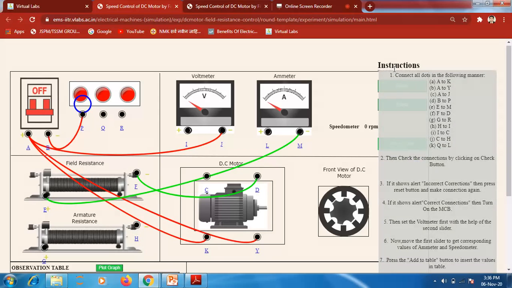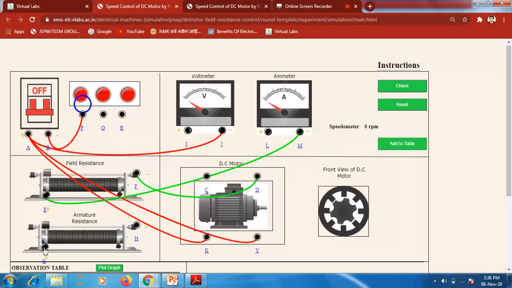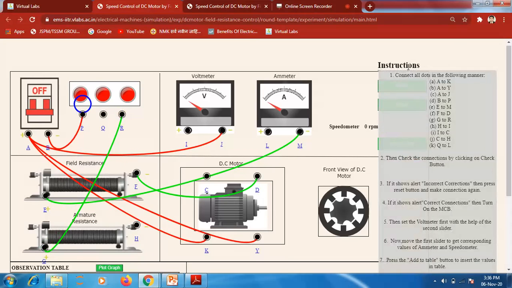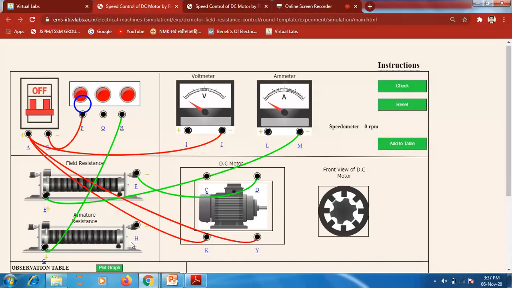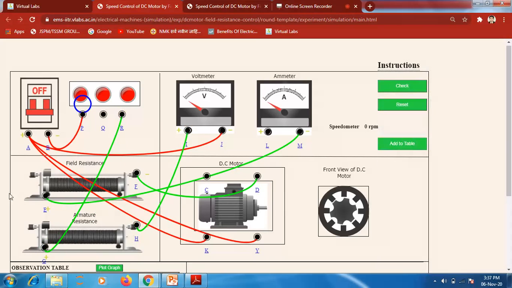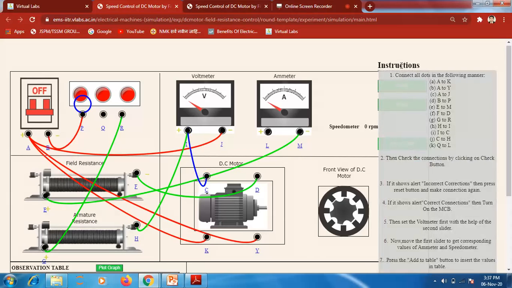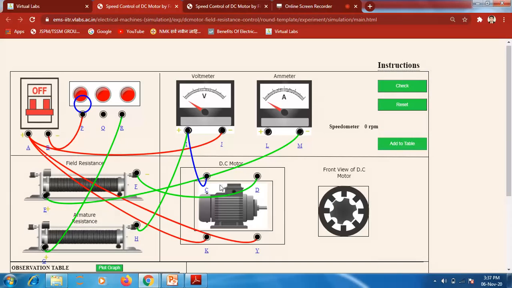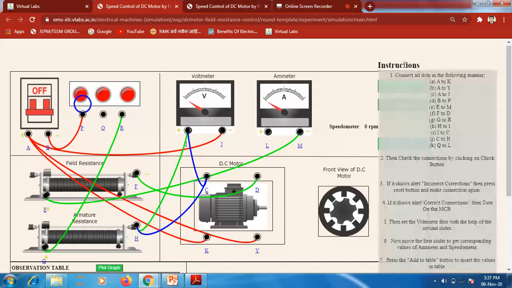Next instruction is what? F is connected to D over, then G is connected to R. This is the G is connected to the R. Next one, H is connected to the I. H is connected to the I for measuring the voltage. Then I is connected to the C. Okay, this is the I is connected to the point C. Yes. Next one, C is connected to the H. C point is connected to the H point over here.